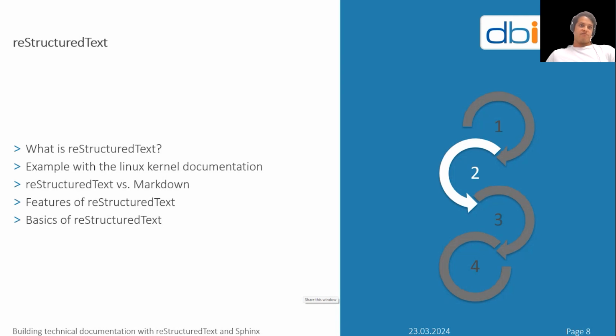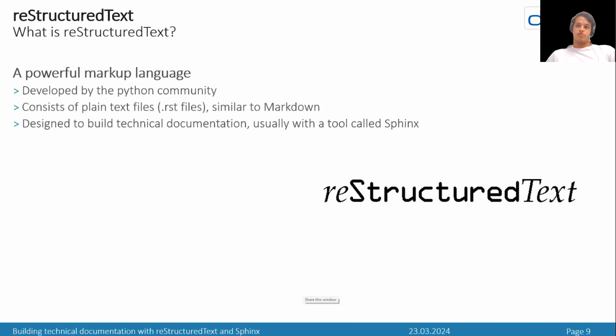So I will keep going with 5 parts here. The first part is, what is reStructuredText? First of all, from now on, I will refer to reStructuredText as RST because it's quite hard for me to pronounce in English. So RST is a powerful markup language which was developed by the Python community. You can think of it as a more robust cousin to Markdown, because just like Markdown, it uses plain text files. But in this case, we are using the .rst extension.